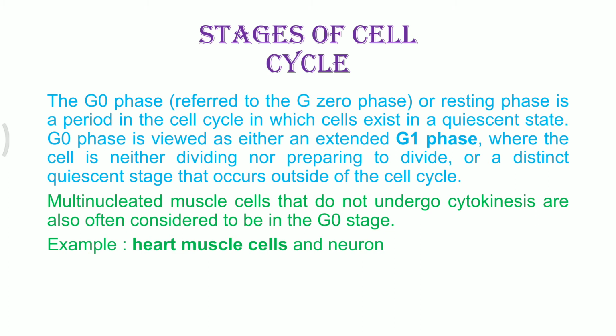Skeletal muscle cells, our skeletal system is not at all growing after a certain age when we have attained maturity. So these are the cells which do not undergo normal mitotic division, and they are in a resting stage or quiescent stage, that is known as the G0 phase.